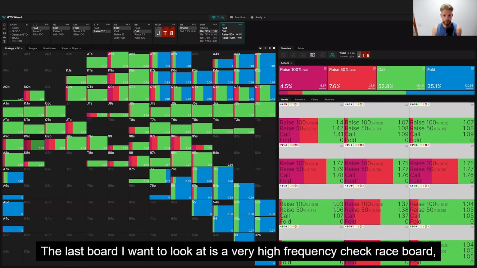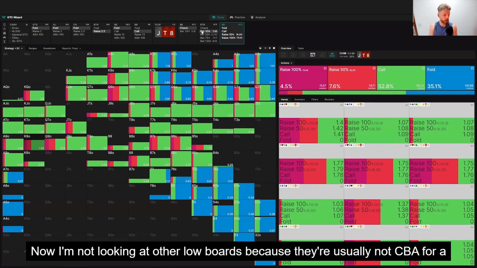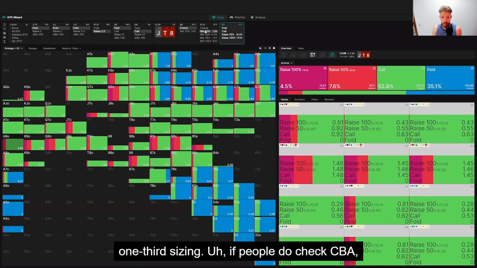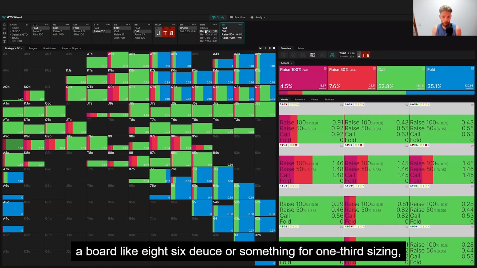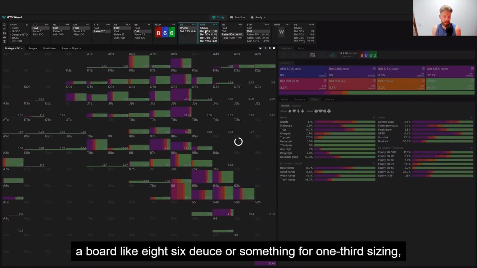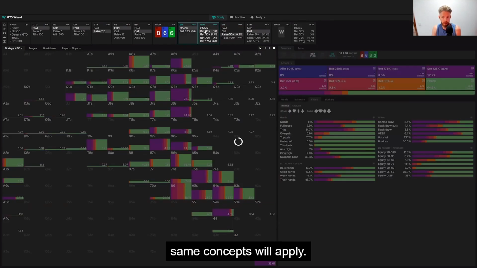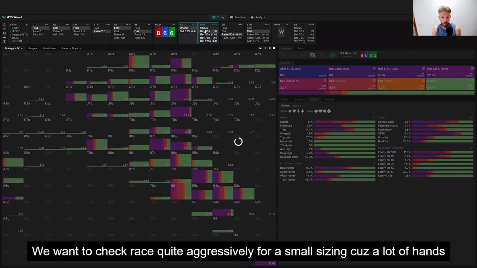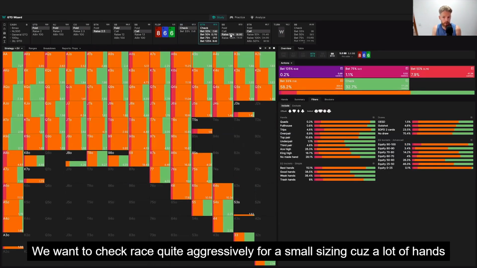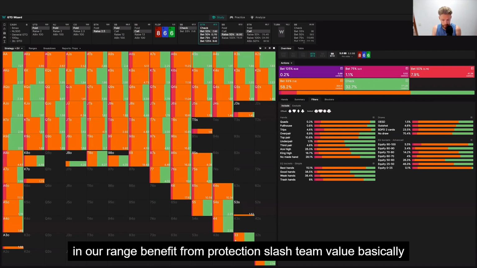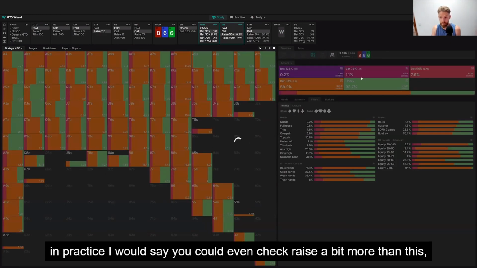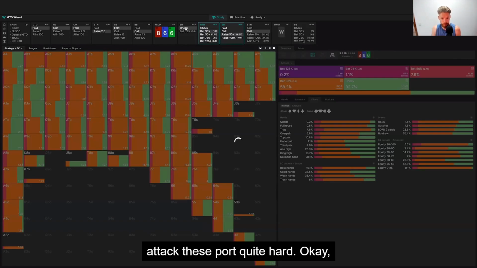The last board I want to look at is a very high-frequency check-raise board, which is the 866. Now, I'm not looking at other low boards because they're usually not c-bet for a 1/3 sizing. If people do c-bet a board like 8-6-deuce for 1/3 sizing, the same concepts will apply. We want to check raise quite aggressively against a small sizing because a lot of hands in our range benefit from protection and thin value. Basically, in practice, I would say you could even check raise a bit more than this. Attack these boards quite hard, okay?